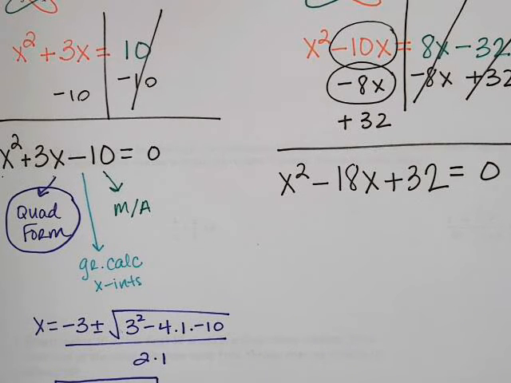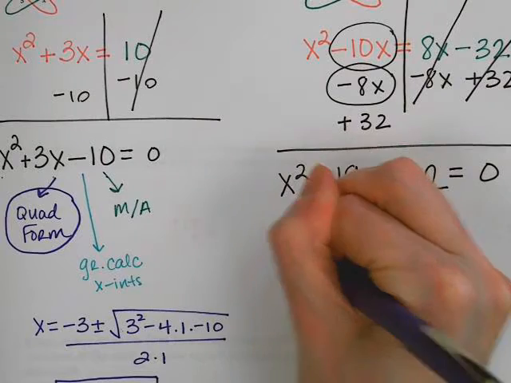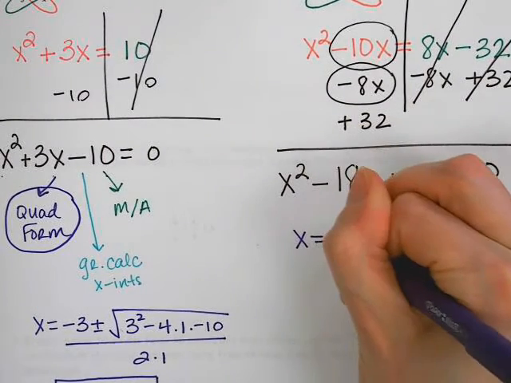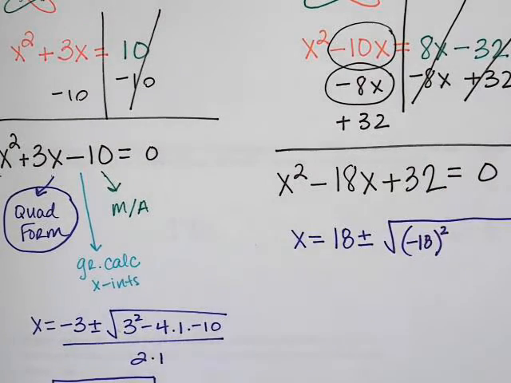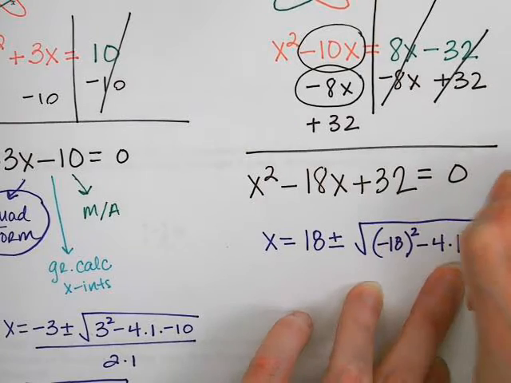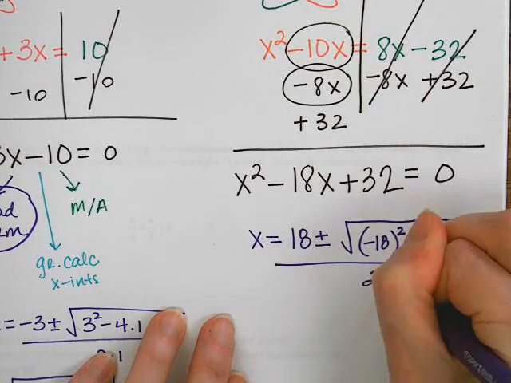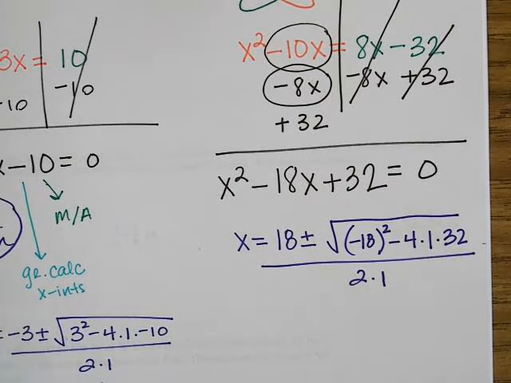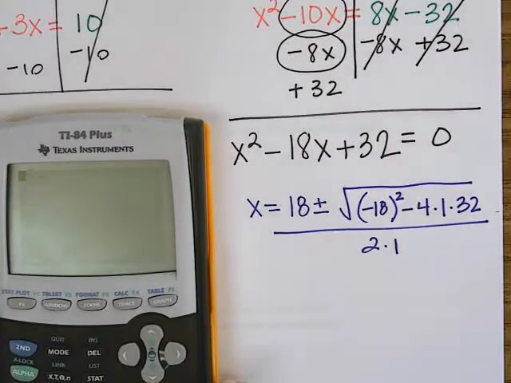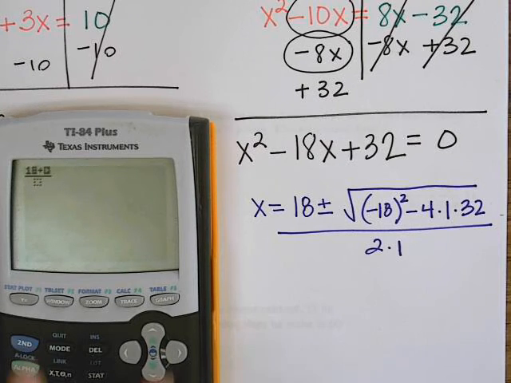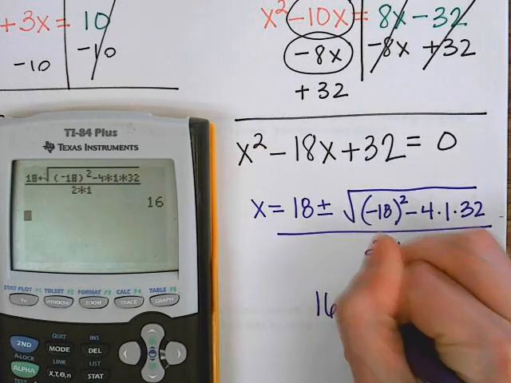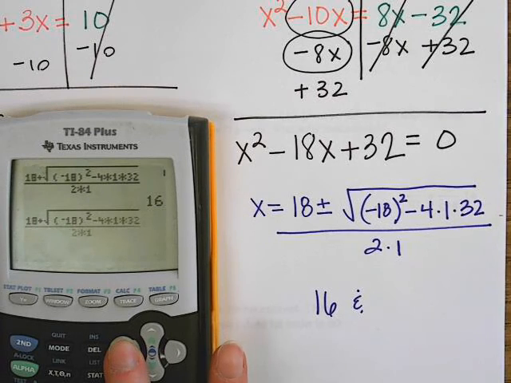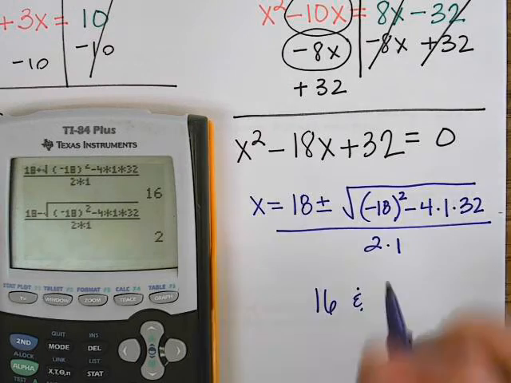I'm just going to stick with quadratic formula because I think most of you choose that way. So x equals negative b, but a negative 18 is a positive 18. Plus or minus square root b squared, but when b is negative, you need parentheses. Minus 4 times a is 1 and c is 32, all over 2 times 1. All right, let's do it. So big fraction: 18 plus square root, parentheses, negative 18 squared, minus 4 times 1 times 32, all over 2 times 1. Okay, so one answer is 16. And the other one I can tell is going to be 2, but let's just check. And yep, 2.